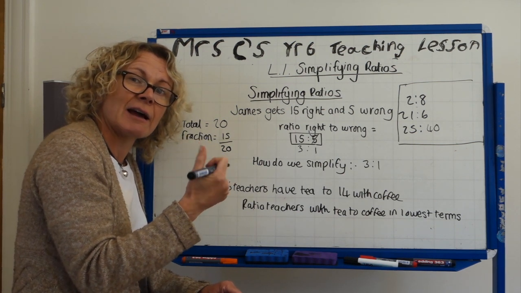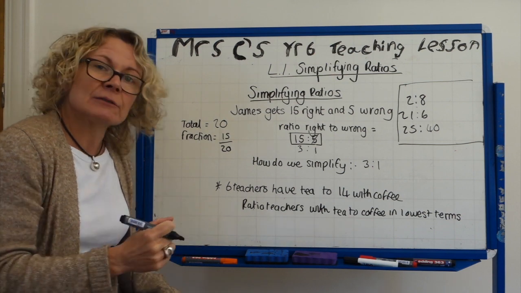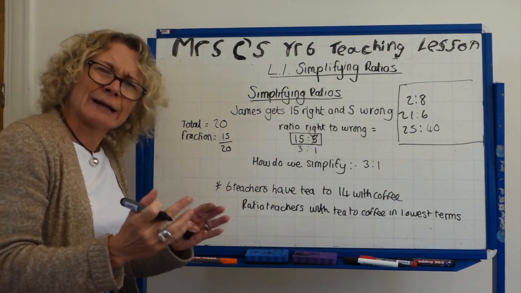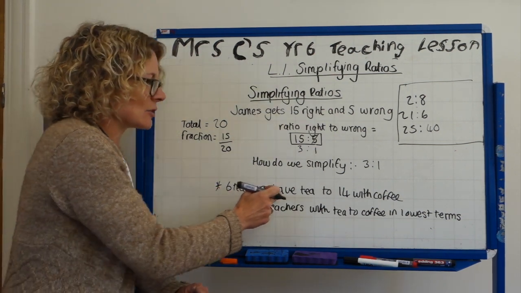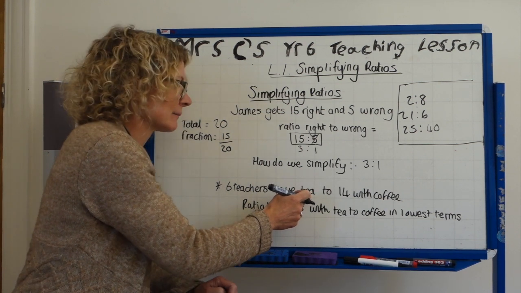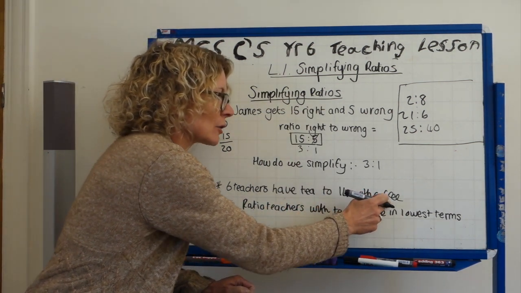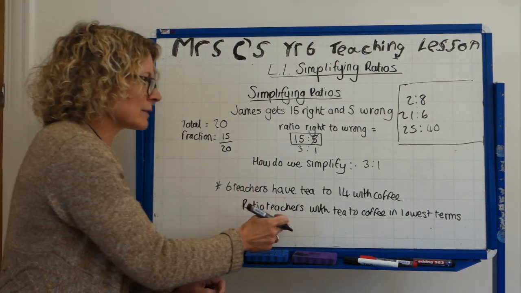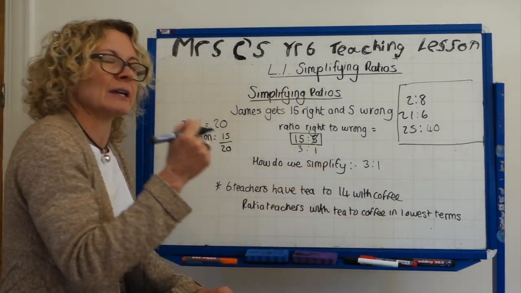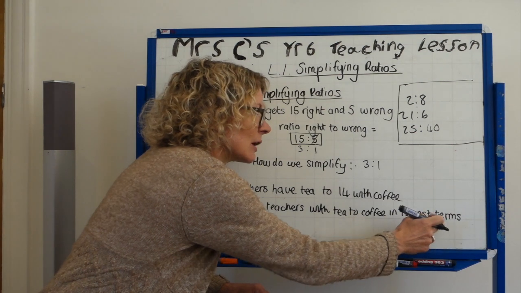Okay, have you got it? Let's have a look at this next one. Right, it's break time at school. Can you remember that? 6 teachers have got tea. They've got a cup of tea, to 14 with a cup of coffee, okay? So what is the ratio of teachers with coffee to tea in the lowest terms?